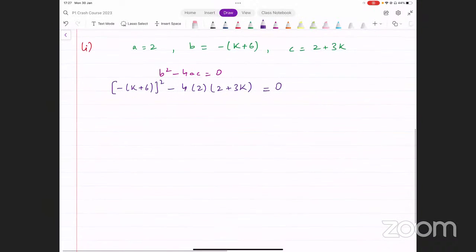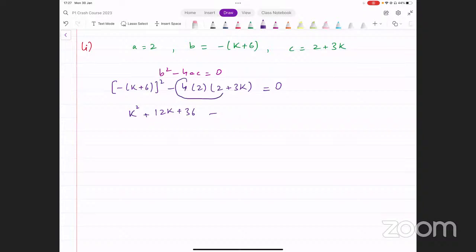Now let's simplify this equation. We've got a negative sign outside. Negative squared is always positive. So we can just evaluate this thing, k plus 6 whole squared. And that will give us k square plus 12k plus 36. Now evaluate this thing. You can do it step by step if you want, or directly, that's your choice.